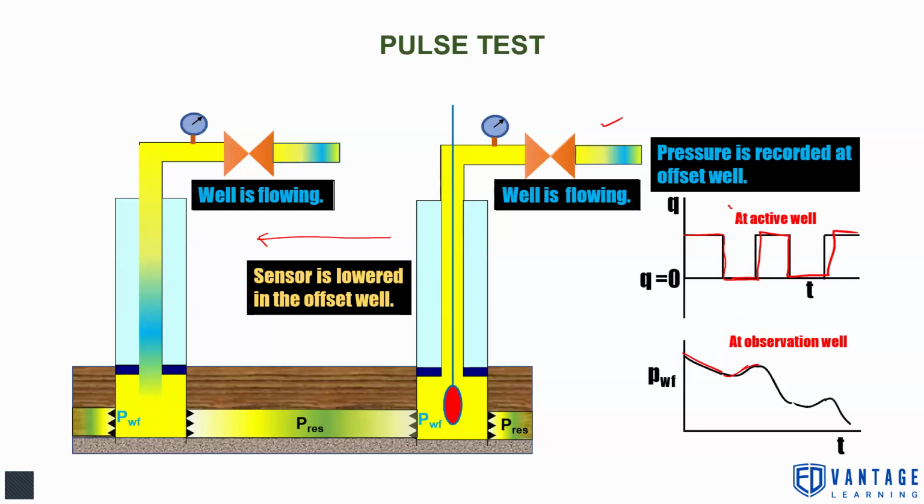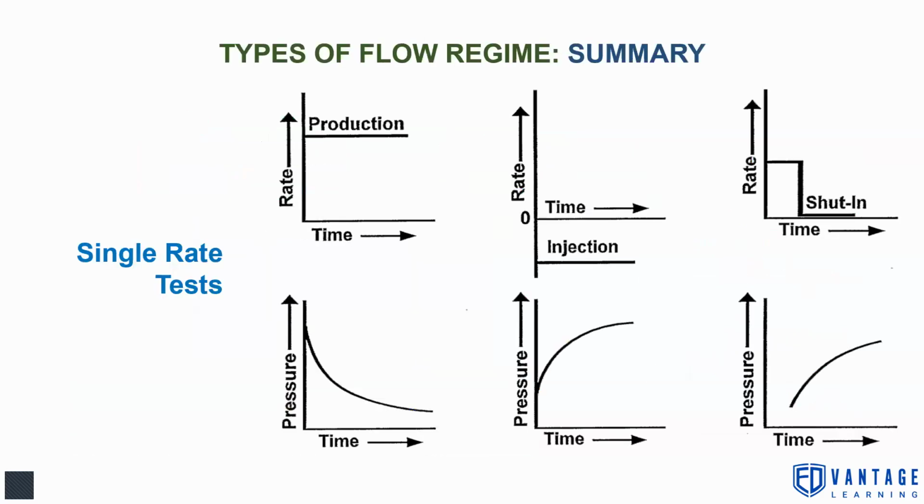So for the active well, the flow rate is zero now. The well is shut in, so pressure builds up. Again, it drops whenever the active well is producing. Again, it builds up. Again, it drops. So you want to see how fast is the communication between these two wells.